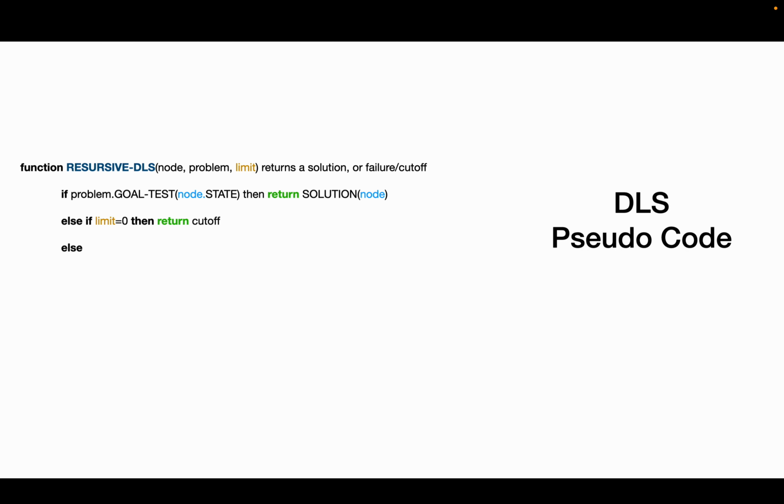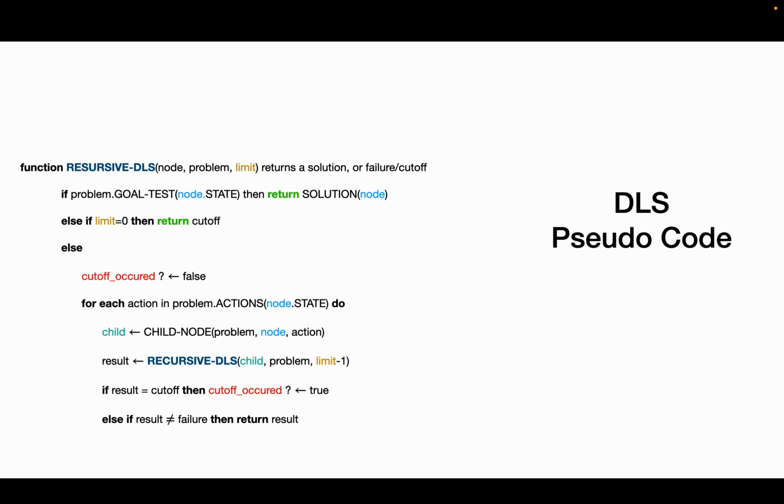So this is the pseudo code of depth limited search. There are three states: cutoff, failure and success. Let's see each of these states and when we will encounter them.